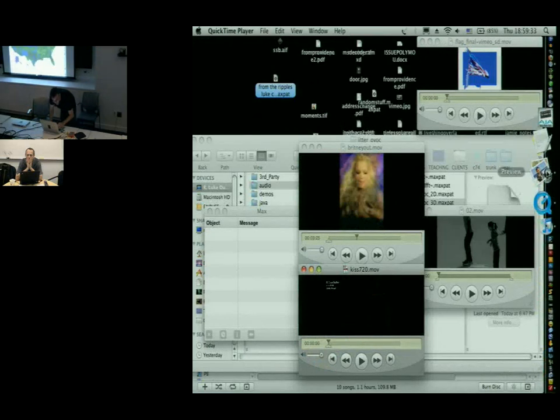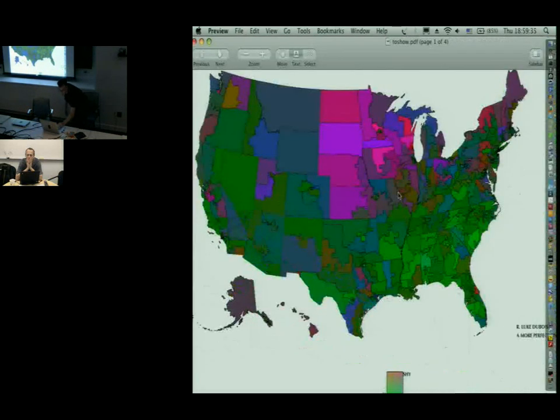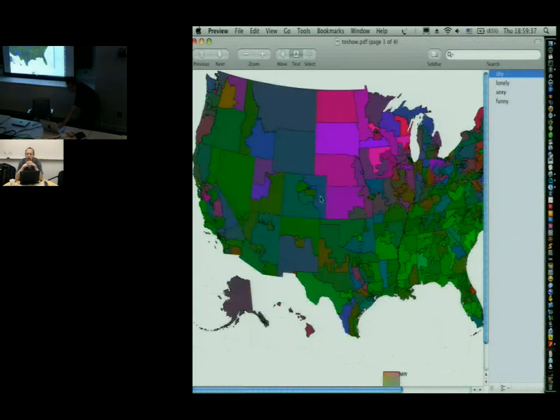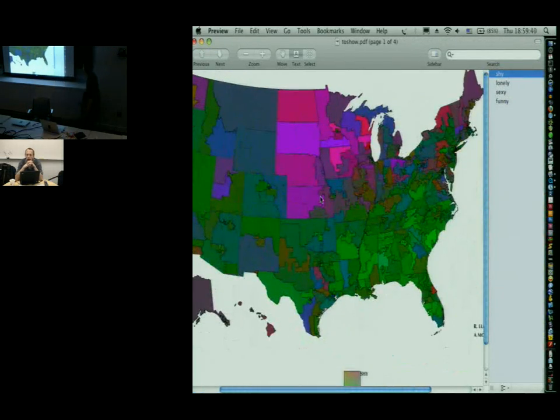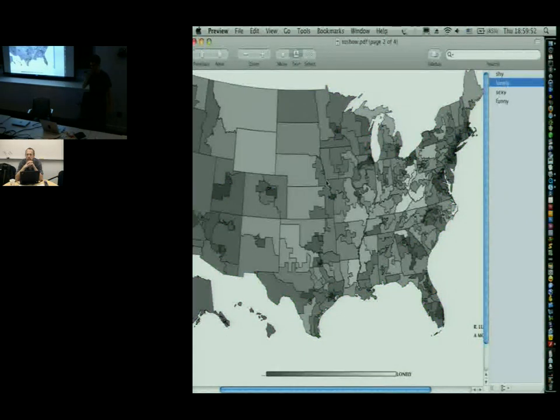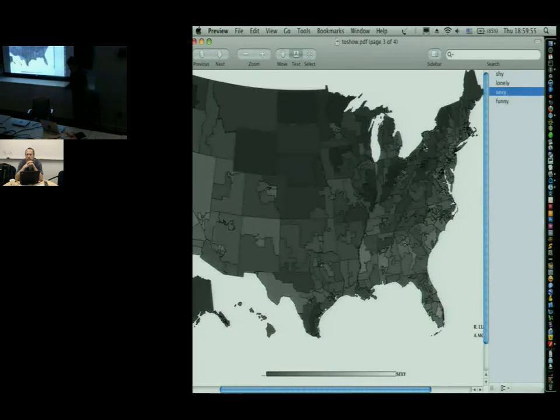For example, there you go. Here's some math. Here are all the people. Here are all the shy people in the United States. If you're purple, that means you're more shy. If you're green, that means you're less shy. So red is shy women. Blue is shy men. Okay. Here are all the lonely people. Right. White means a lonelier district. Right. Here are where people say they're sexy.